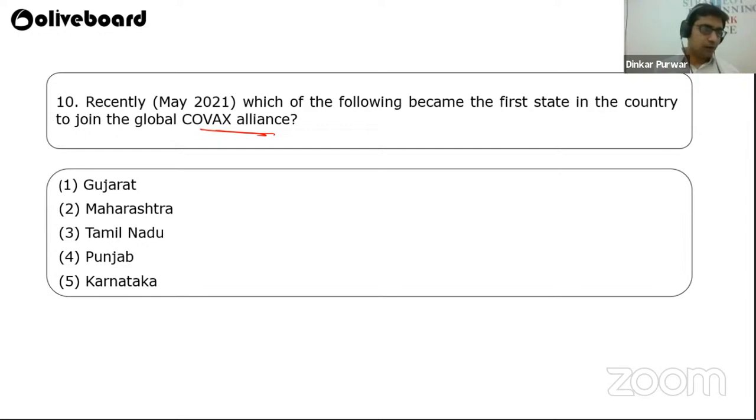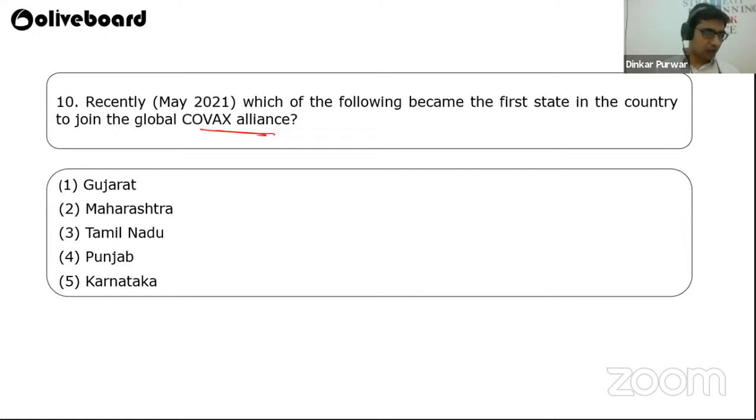Vicky is saying the answer is Punjab. Millie has also said that answer. Nitin, not sure. Okay, no problem, Nitin. Amit is saying Tamil Nadu. Padmini is saying Maharashtra. Okay, wait. Don't get confused. We'll just see the answer of this question.